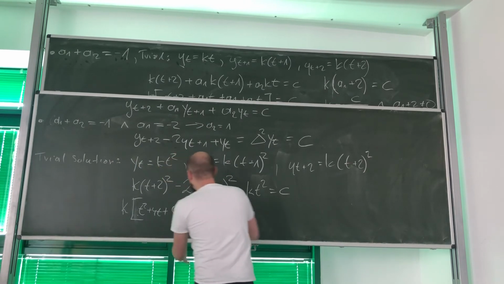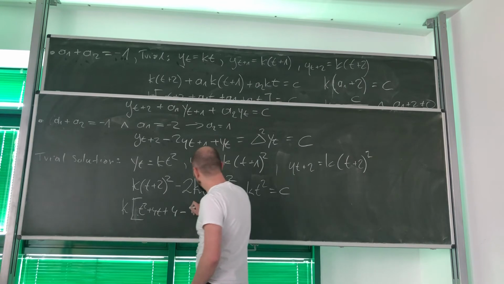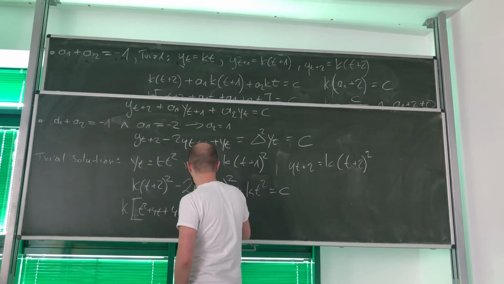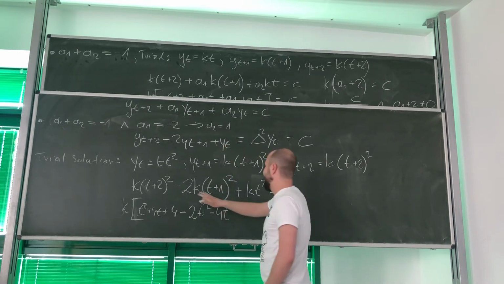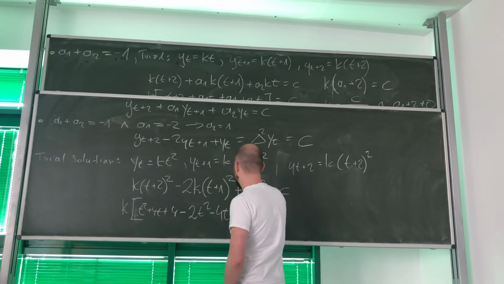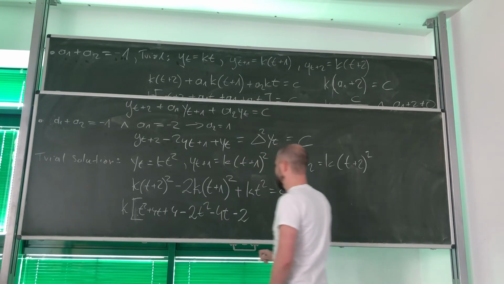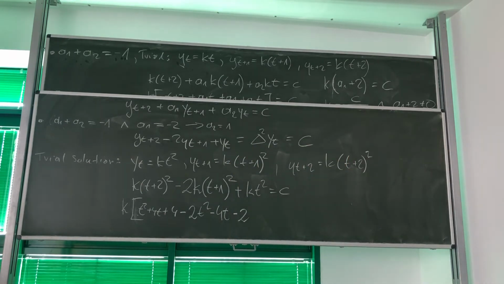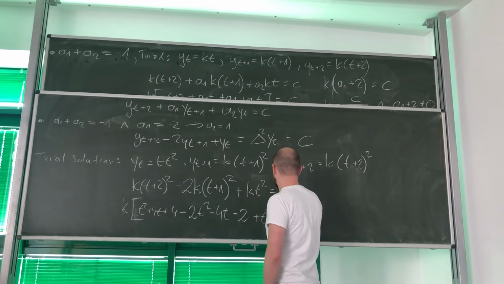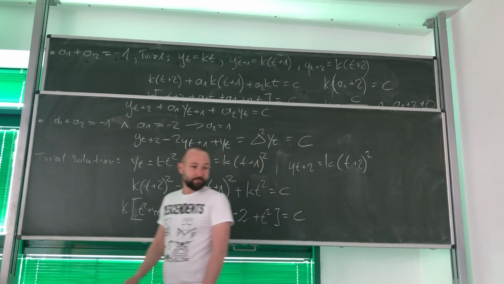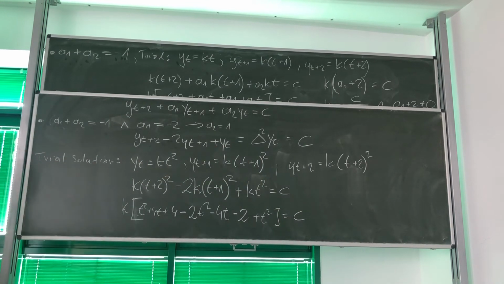Then we've got minus 2 times t squared minus 4t and minus 2, right? And plus t squared equals to c.